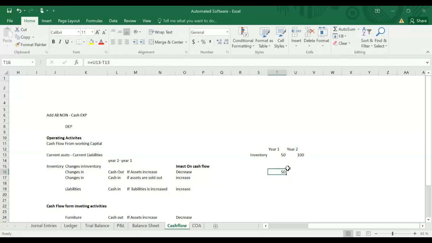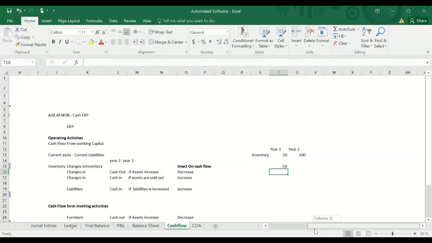It means that in year two, the inventory balance is more than year one. It means you have paid the cash to get this inventory. And if you're paying the cash, it is going out from the cash flow. So you need to press the negative sign over here. Just go to the formula bar and press first year. Now this will be negative 50. It means the 50,000 cash is going out from our balance sheet.